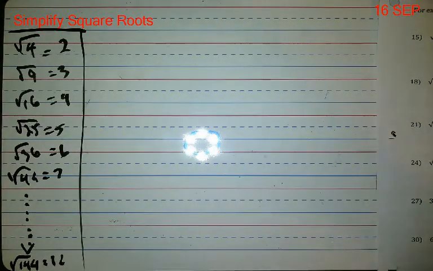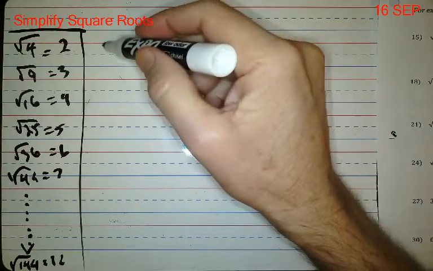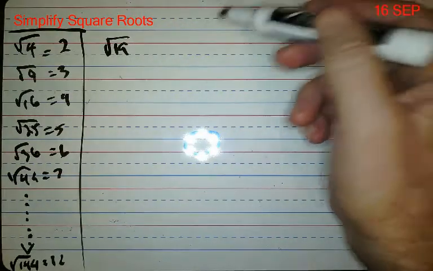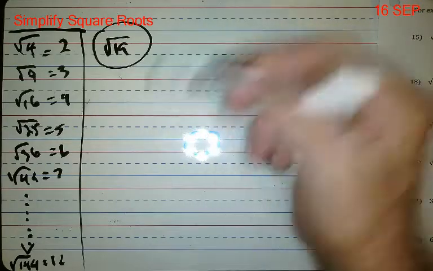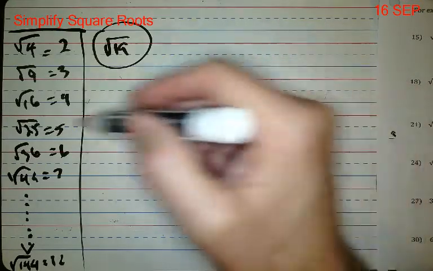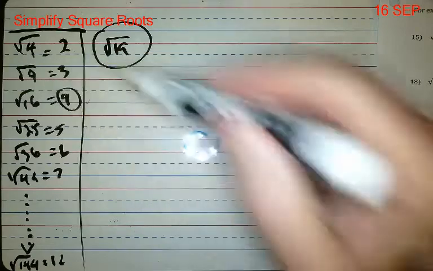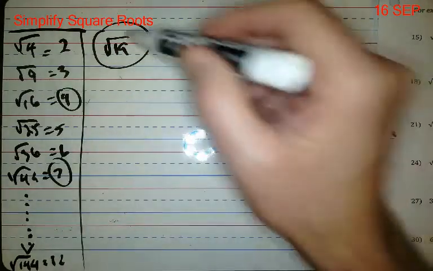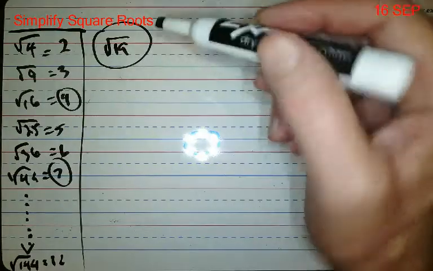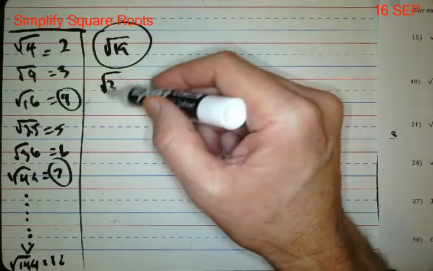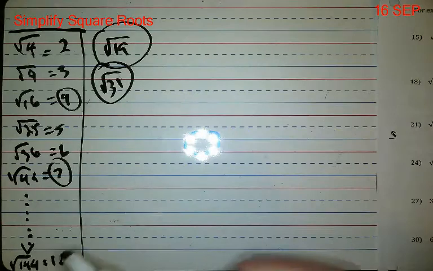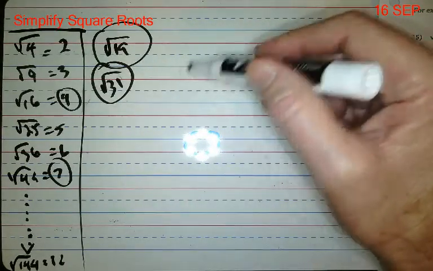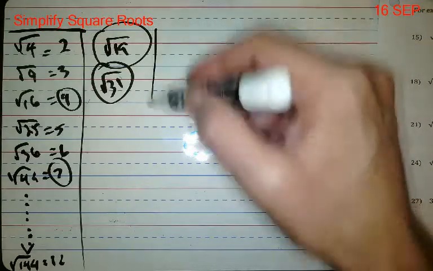Now, what if it's a number that doesn't have a perfect square? Like 19. Well, you can't reduce that one, so that one stays just like it is. That's the answer. If it was 16, then 4 would be the answer. If it was 49, then 7 would be the answer. But if it's square root of 19 or square root of 31 or something like that that doesn't have a square root, then that's the answer. You can't simplify it.